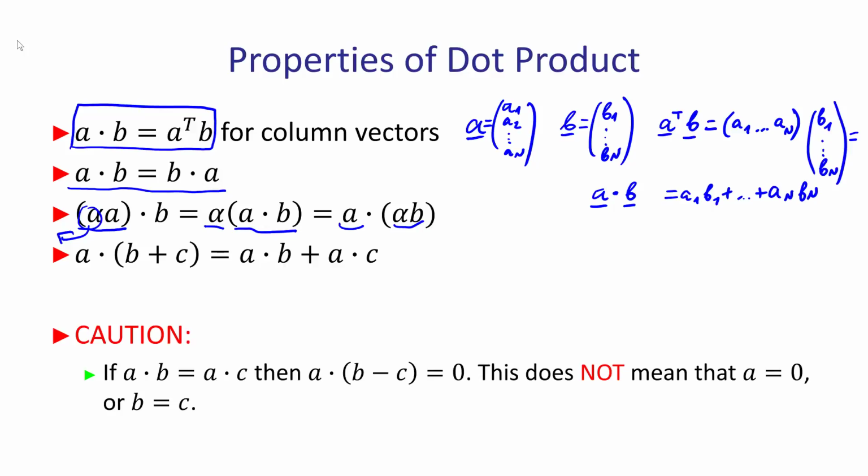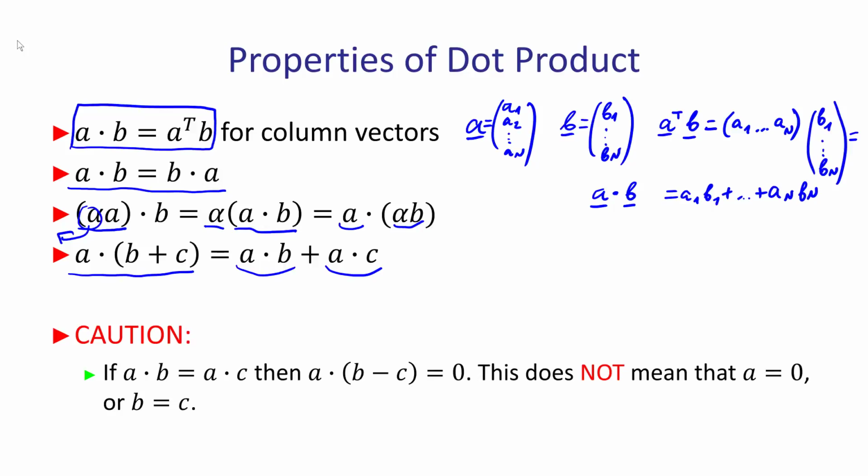And then you have the distributive law, which says that the dot product of vector A with the sum of two vectors B and C is basically the dot product with the first one plus the dot product with the second one. This is a very important property and we are using that a lot.